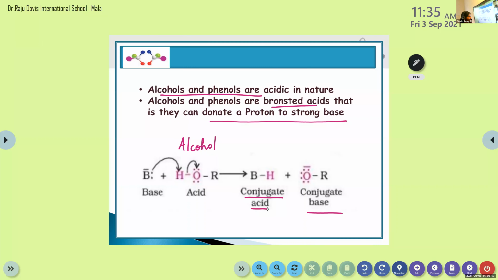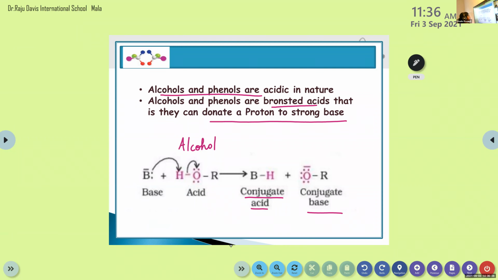Clear? Ma'am, is it a negative symbol on top of the base? Yes, base. Here, when you consider this base, NaOH, we will write Na plus and OH minus ion, right? Similarly, to represent this OH minus ion, a negative charge is considered on the base. Clear? Yes.